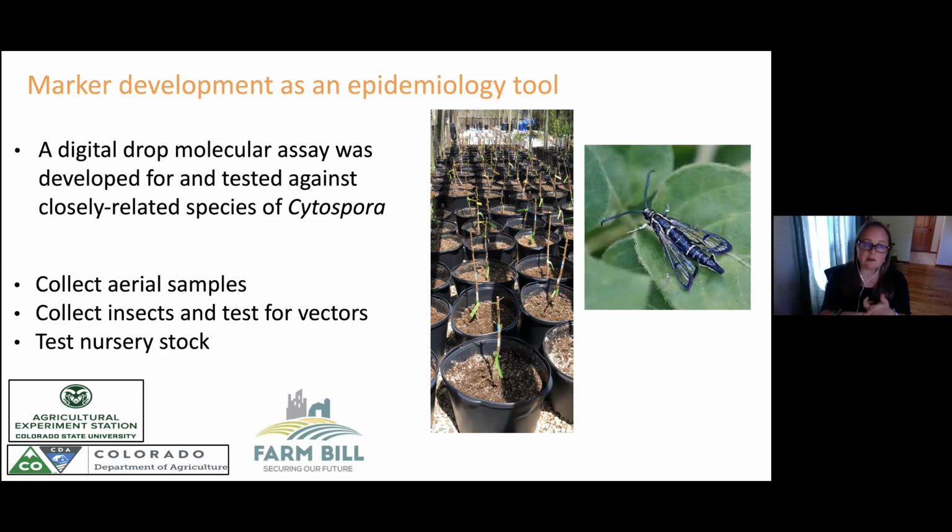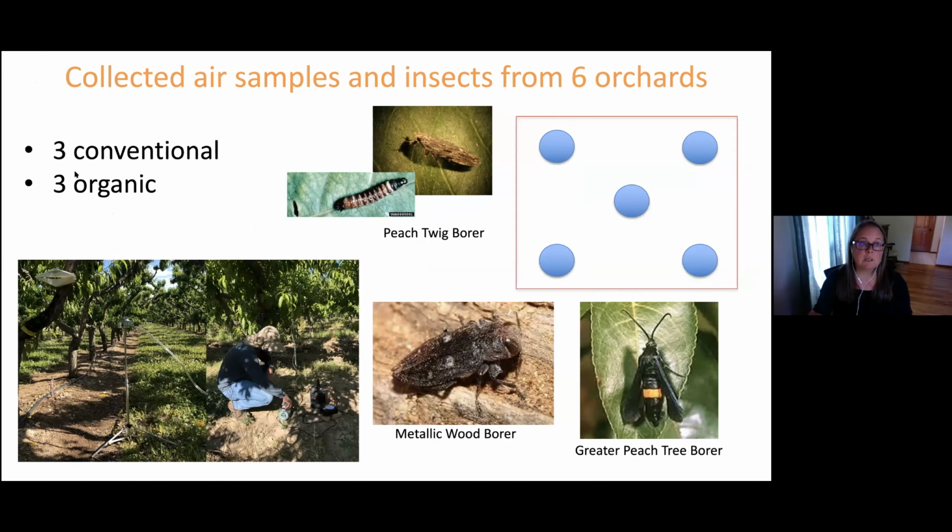So we collected aerial samples, insect samples, and then we also tested nursery stock. One thing I'm wondering is if it's actually moving into the orchards on nursery stock, because that could be another mechanism for spread. Last summer, we collected air samples and insect samples from 6 orchards. We had 3 conventional growers that we worked with and 3 organic, and we set them up in this X-like fashion across the orchard.